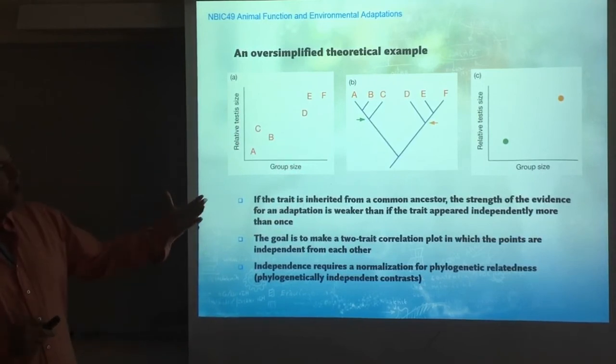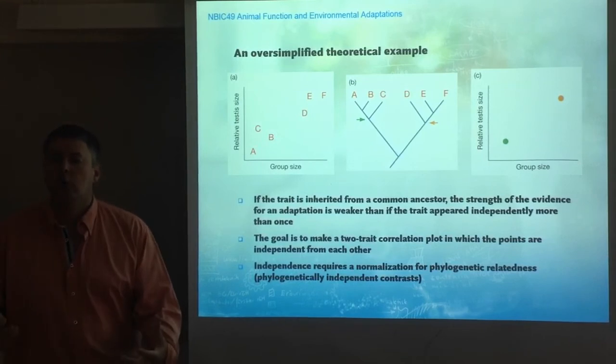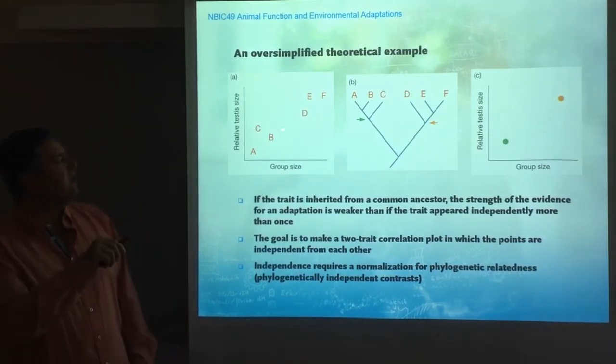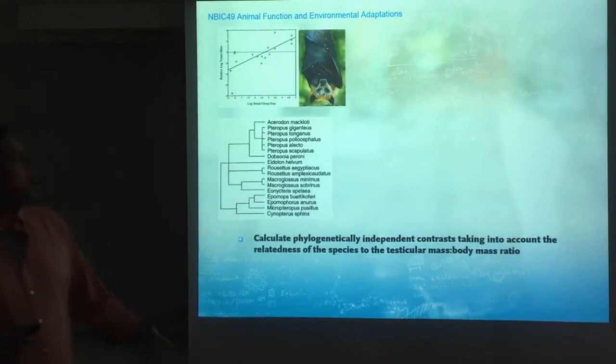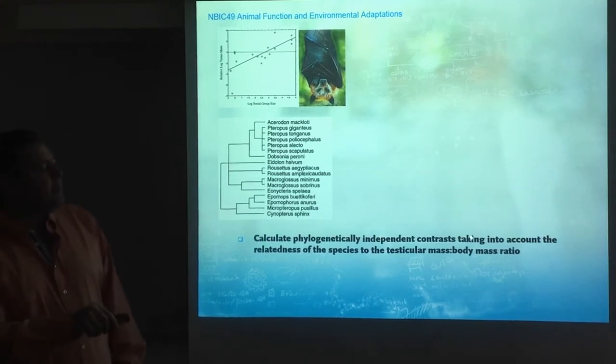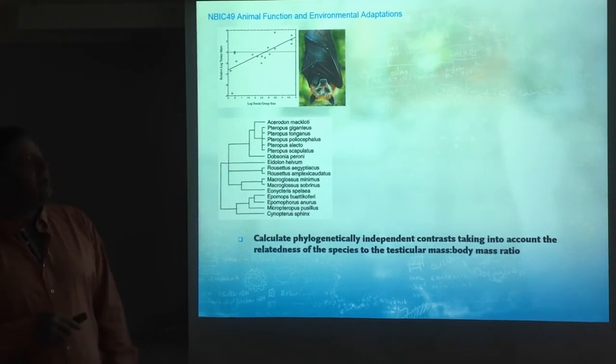What we are basically talking about is this normalization for phylogenetic relatedness. If 3 species are very related to each other, they are not giving us the same information as if these 3 species were independent from each other. Let's go back to our bat species and all the different points we have here that come from these different species. We put them in a phylogenetic tree, and now we calculate the phylogenetically independent contrasts, taking into account how different species are related with each other.